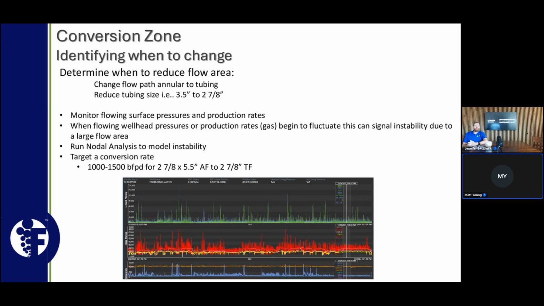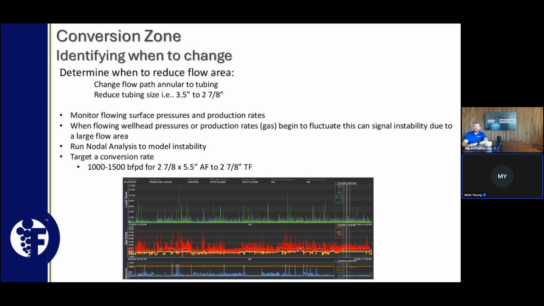wells and make that conversion or set a KPI in terms of that conversion rate for things like barrels of liquid per day typically. So what we find in certain areas is that a lot of times annular flow inside 5.5 to 2 7/8 tubing flow, that conversion typically occurs between about 1,000 and 1,500 barrels per day. In other areas, that conversion rate might be 600 to 800 barrels per day. So you tend to find conversion zones based off of the basin, the formation that you're typically operating in.